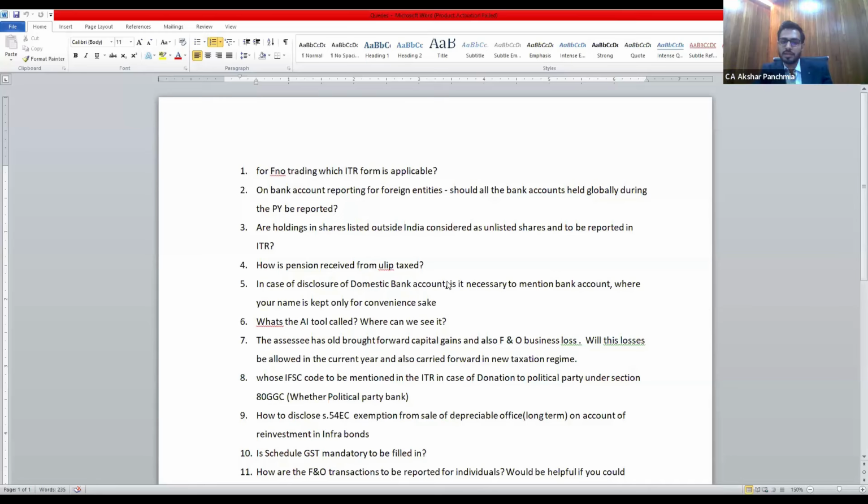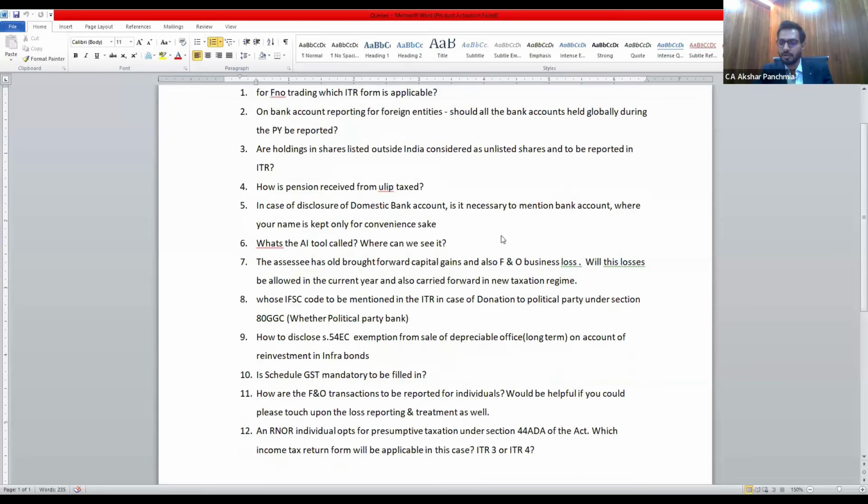So, are holdings in shares listed outside India considered as unlisted shares and to be reported in the ITR? Yes, they are supposed to be, because when you go to report, there will be a bifurcation for domestic and foreign shares.